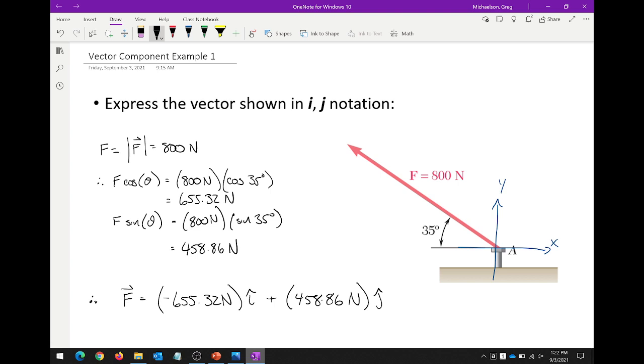So how would I define this vector in IJ notation? I would say negative 655.32 newtons times I plus this many newtons times J, right? And again, it separates. This is the magnitude, that's the direction, plus that's the magnitude, that's the direction. It is a simple, straightforward way of defining a vector. So this problem said, express the vector shown in IJ notation. That's the answer.